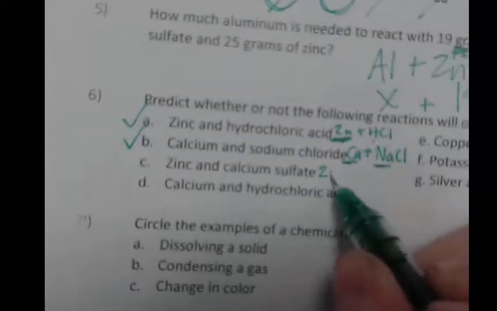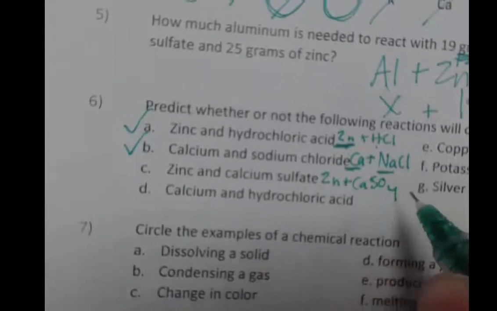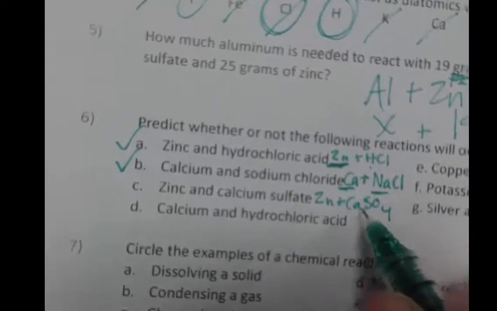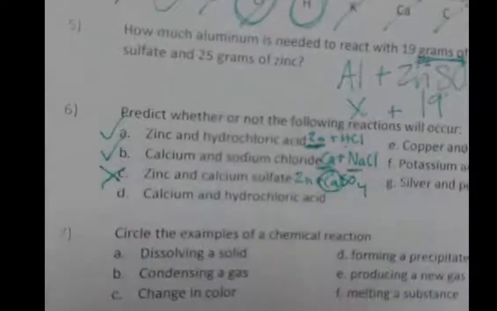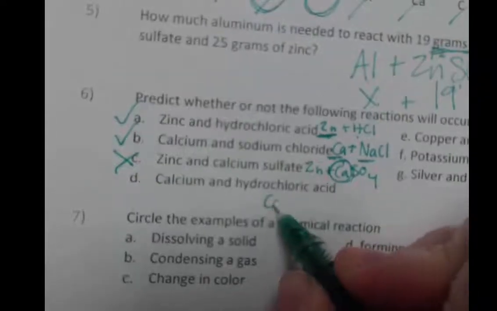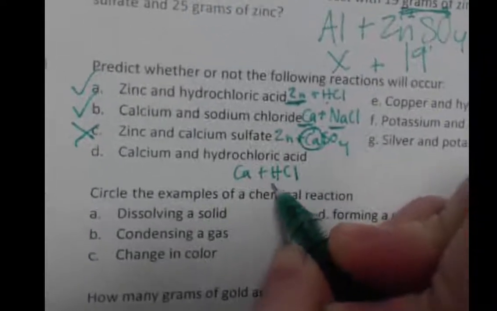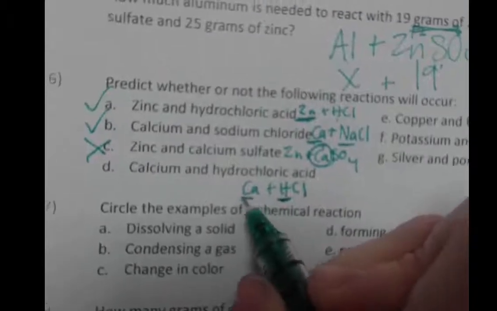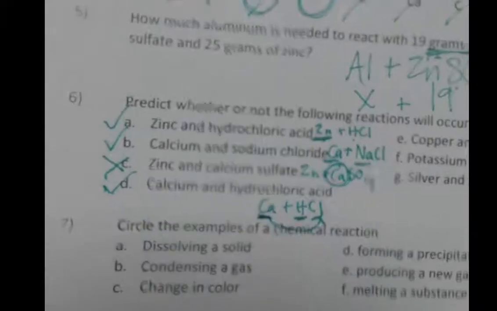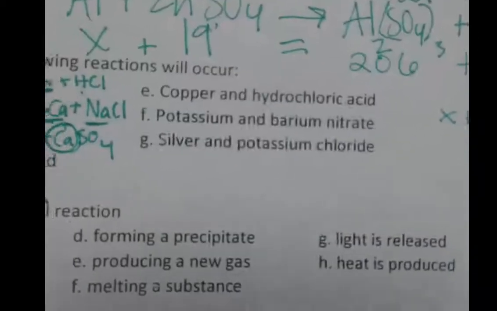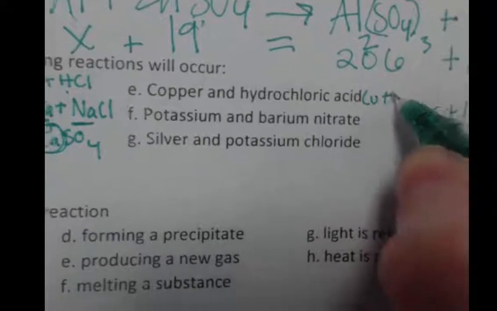Then you have zinc, and you have calcium sulfate. On the chart, calcium is higher up than zinc. Since calcium is higher, it's going to stay with its girl, so this is not going to react. Then you have calcium and hydrochloric acid. Hydrogen is low, and calcium is higher up. So calcium is going to get the girl, so this will react. And then we have copper, which is Cu, and hydrochloric acid. Copper is higher than hydrogen, so copper will steal the girl, so this will occur.